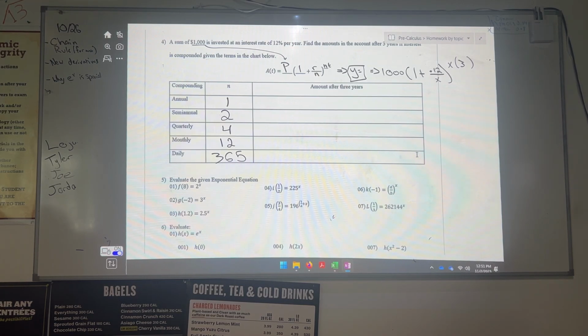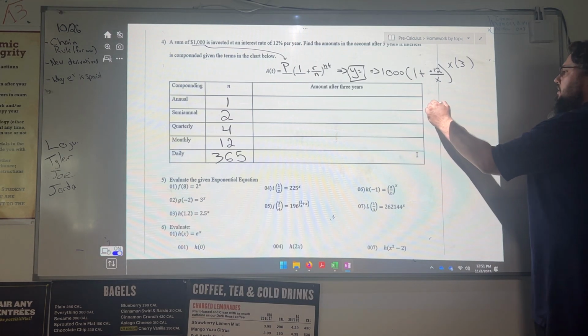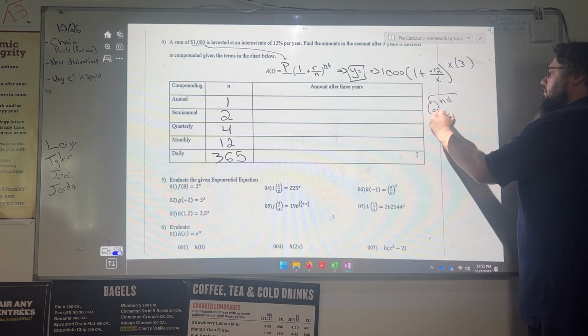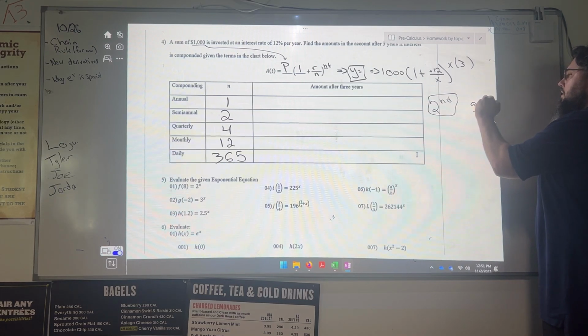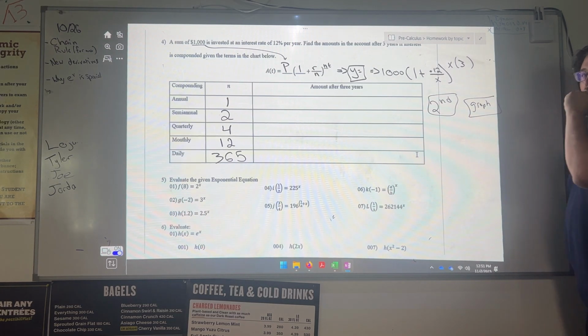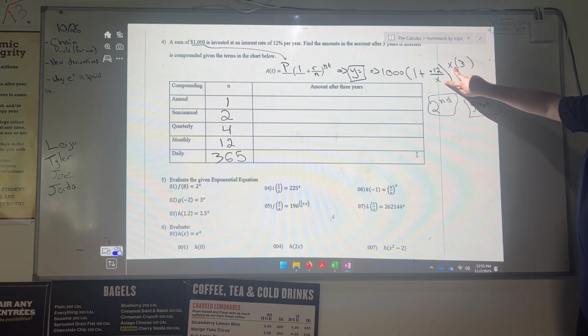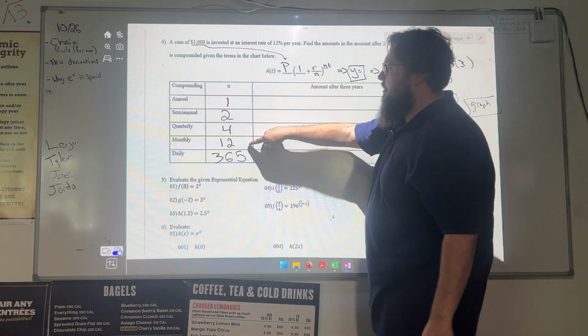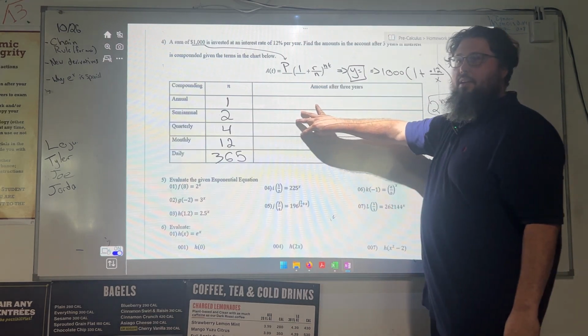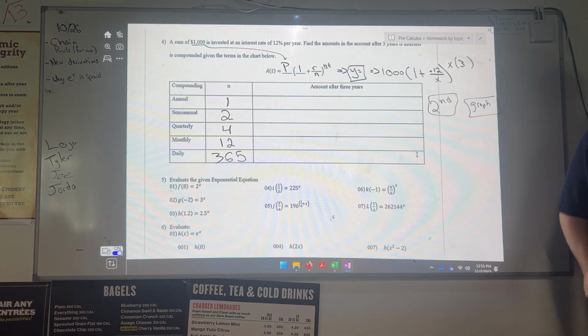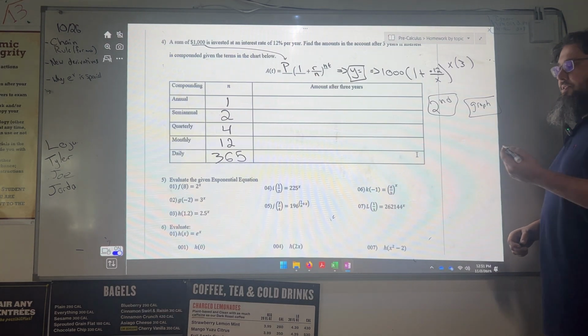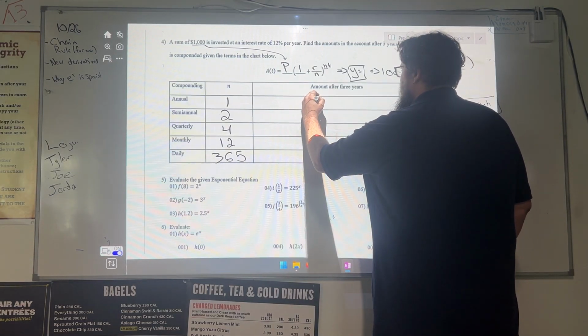Once you have it typed in, hit second graph. And all you have to do now is, remember, we replaced n with x. Type in 1, 2, 4, 12, 365, and it'll give you all of your answers. I'll give you a second, but I'll give you the first answer to make sure you do it right.